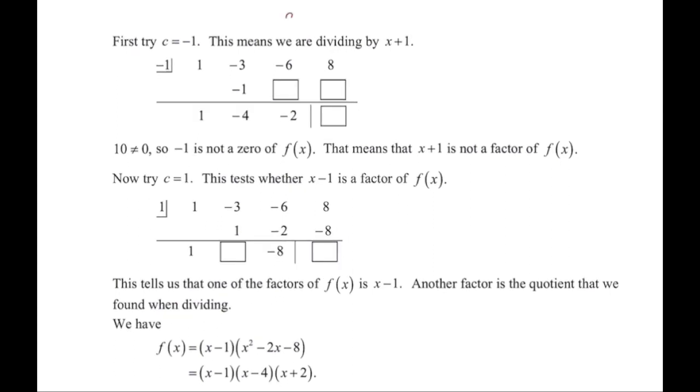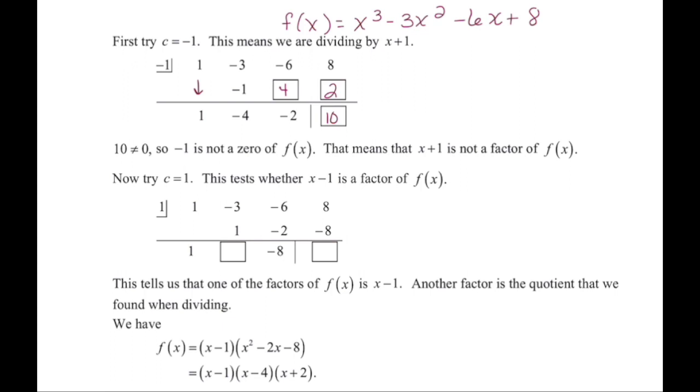Our original function is f of x is x cubed minus 3x squared minus 6x plus 8. So let's try negative 1. I bring down 1. Negative 1 times 1 is negative 1, adds to negative 4. Negative 1 times negative 4 is positive 4, adds to negative 2, which provides us with a positive 2 and a 10. Since 10 does not equal 0, we know that negative 1 is not a 0 and it does not cross the x-axis at negative 1. Therefore, our factor of x plus 1 is not a factor of our function. So negative 1 doesn't work.